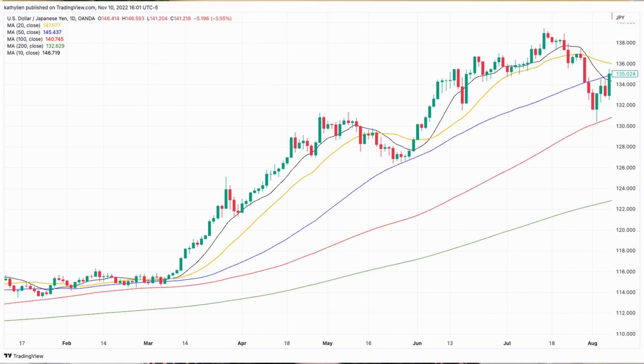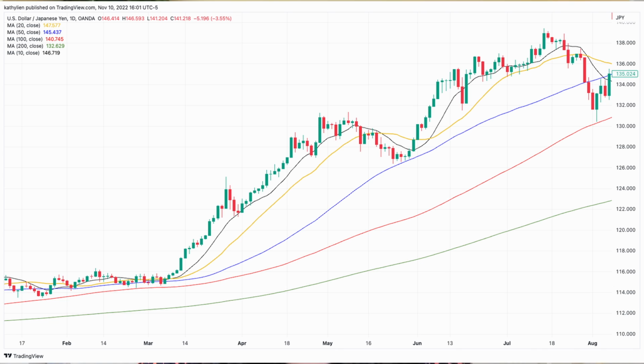averages. In this dollar-yen chart, you'll see that I've laid on all four moving averages on my chart. The yellow line is the 20 SMA, the blue line is the 50, the red line is the 100, and the green line is the 200 SMA. And we're looking at a daily chart.